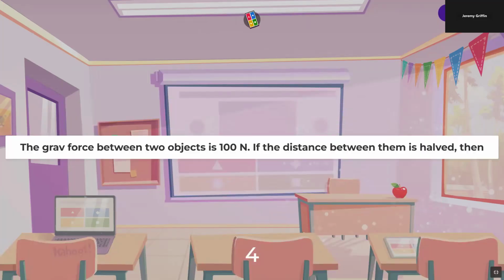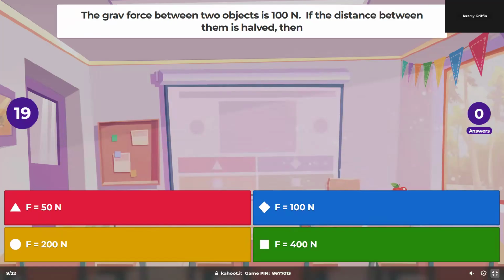The gravitational force between two objects is 100 newtons. If the distance between them is cut in half, what's the new force?